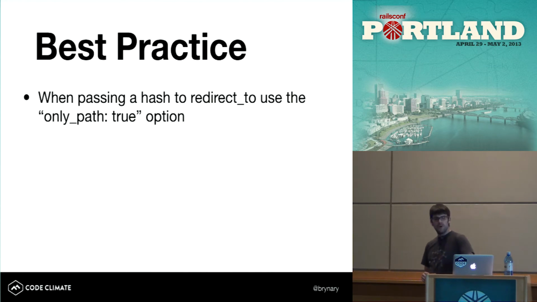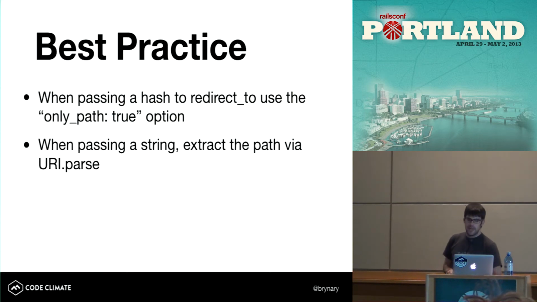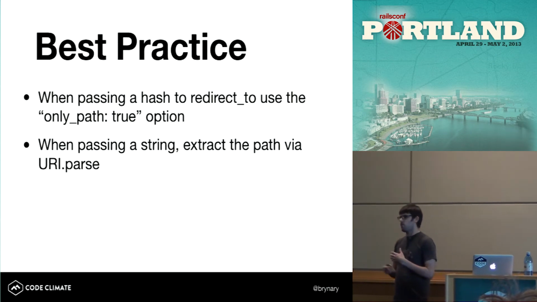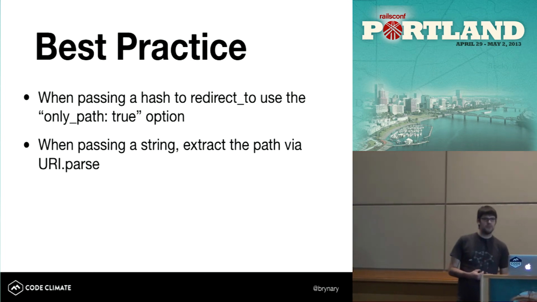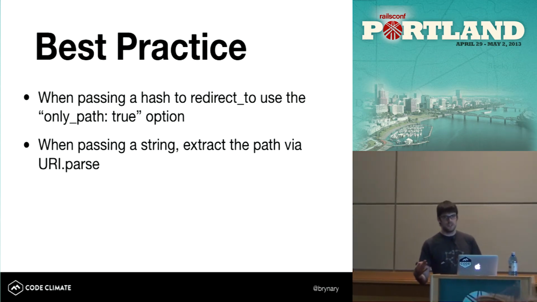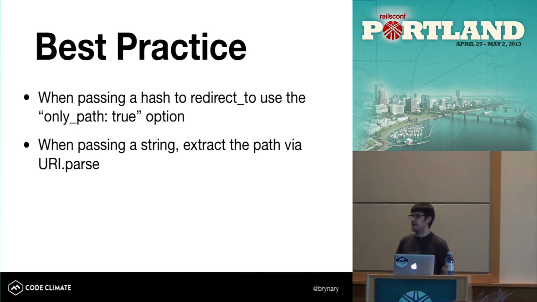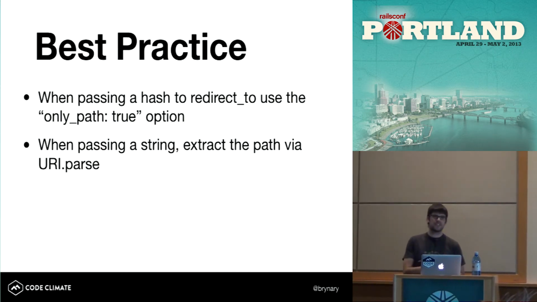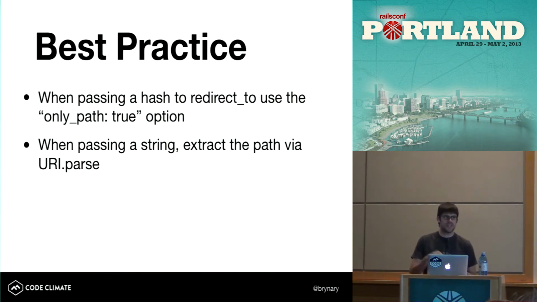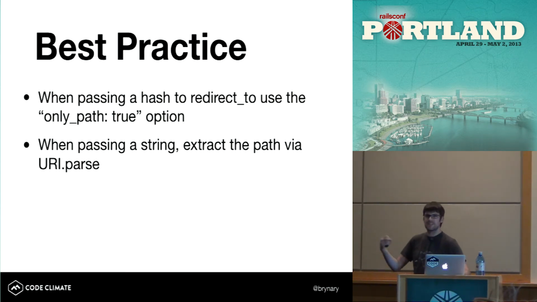So what can you do about this? Pass the only_path: true option, which most people don't even know about. I didn't realize it until a few months ago. You can pass the only_path: true option to redirect_to, which will require that the redirect keeps you on the same domain. And if you have to take a user's string that's a URI, for any part of your application you're going to send them to, you can run that through URI.parse, and then take the path component off of that and pass that to redirect_to, which protects you from a malicious user sending in a different host, right? So that's what you can do.